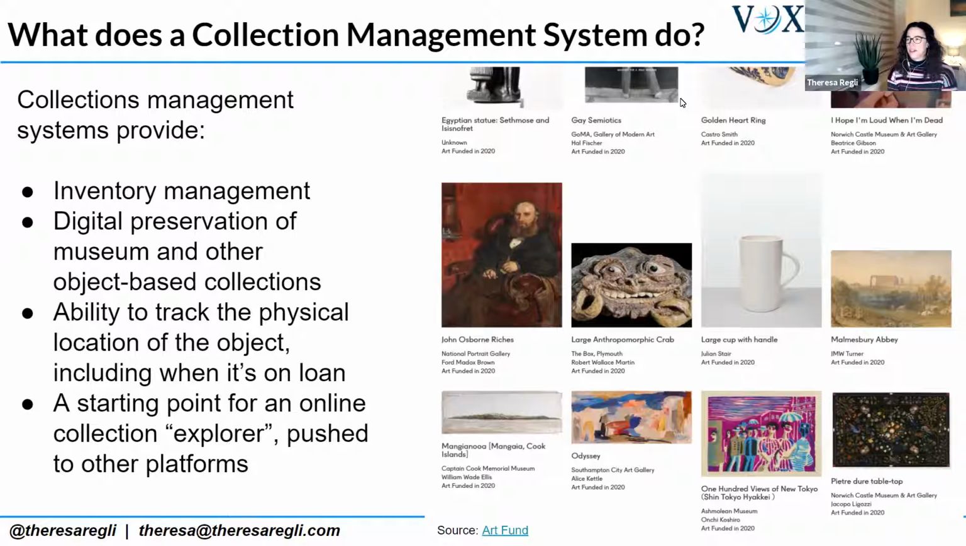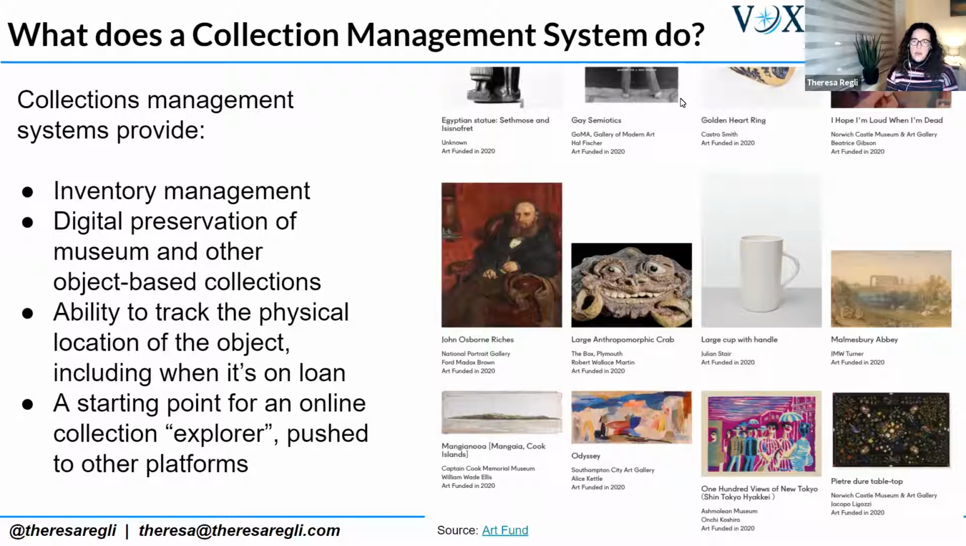So if an object is in a particular room, the collections management system will manage that. If it's in storage, it will say not only what room of storage it's in, but maybe what shelf it's on and how that shelf is cataloged in terms of sort of the library type environment that object might be in.